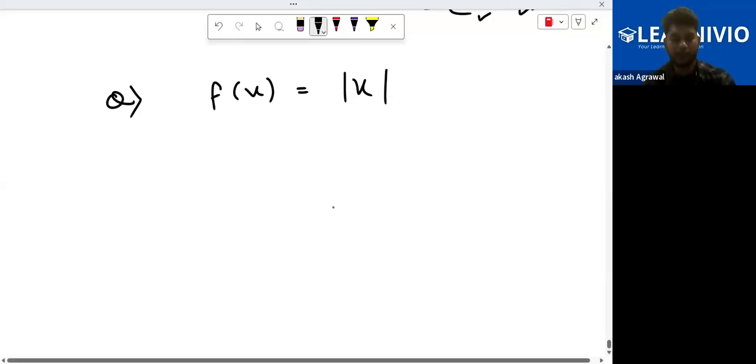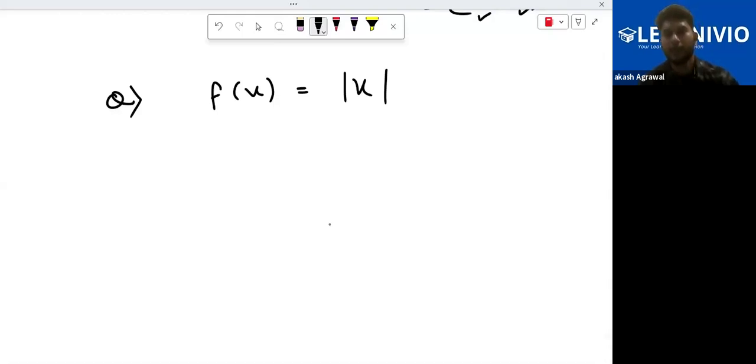This function and maximum value of this function. Okay, minimum and maximum of these functions.